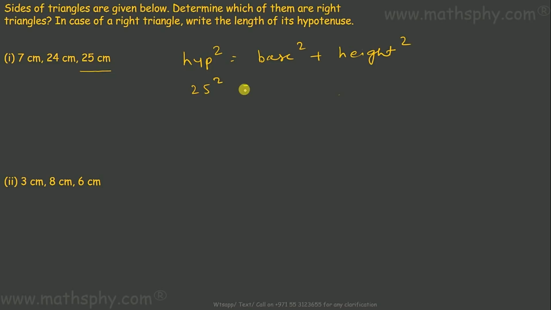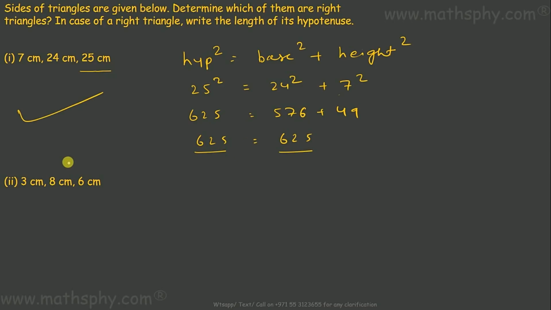25 square is equal to 24 square plus 7 square. So this gives me 625 equals 576 plus 49. 625 is equal to this side. Both the sides are equal. It means this is a right triangle and hypotenuse is 25 centimeters.